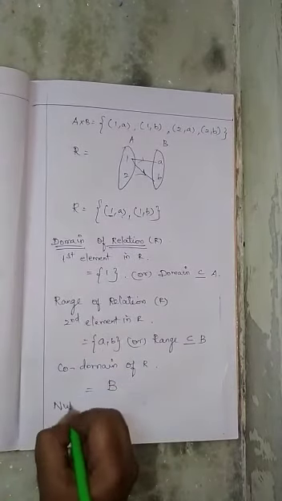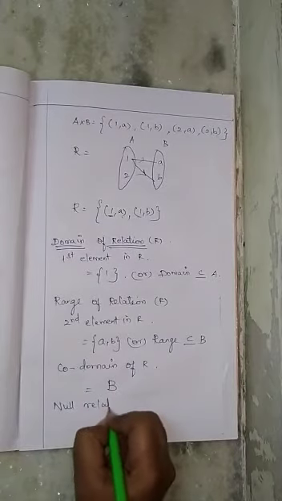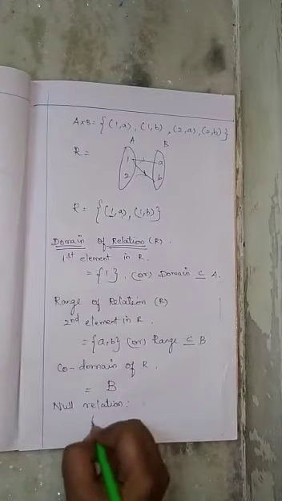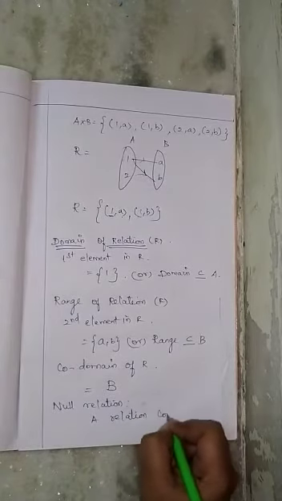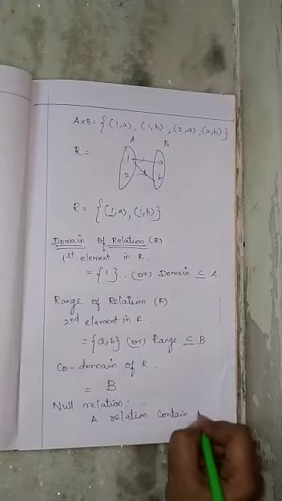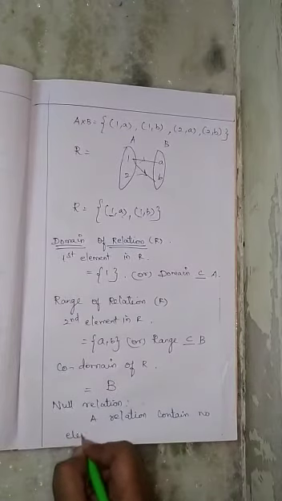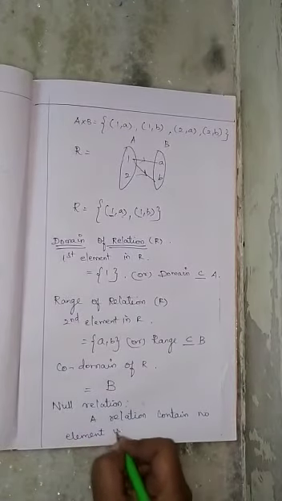Now, what does a null relation mean? A relation that contains no elements is called a null relation.